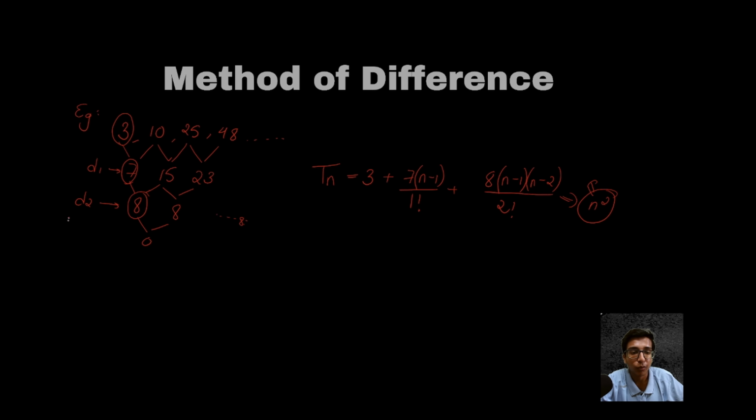Let's say there had been more layers. Let's say there had been a D3 as well, D4 as well. Then this pattern would have continued. You would have gotten, let's say the difference is D, then you would have gotten D into n minus 1 into n minus 2 into n minus 3 upon 3 factorial, and so on. This way this method works.